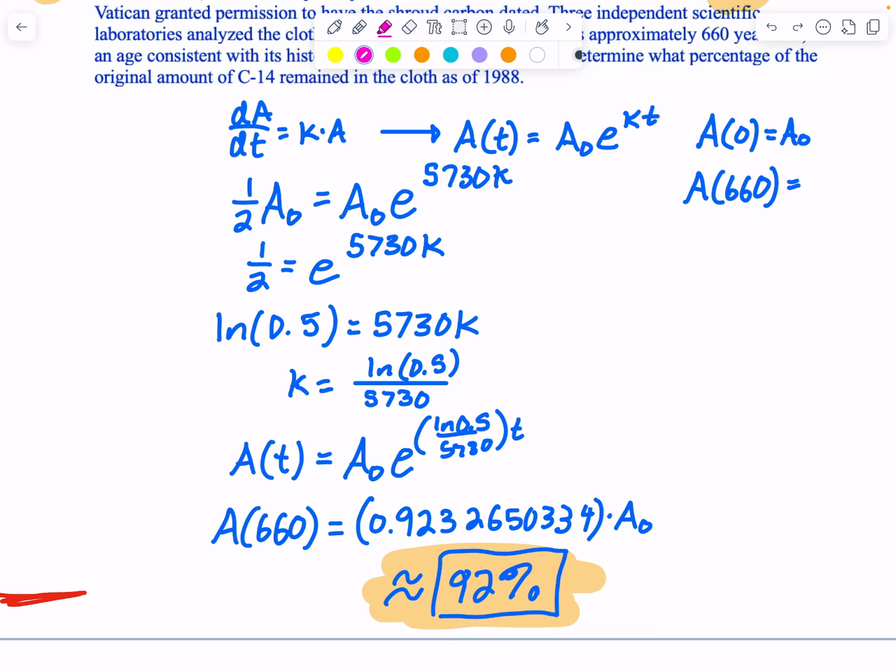All right, the rest of the section, we're going to look at a few more applications, and then we're going to move on to higher order diffeqs.